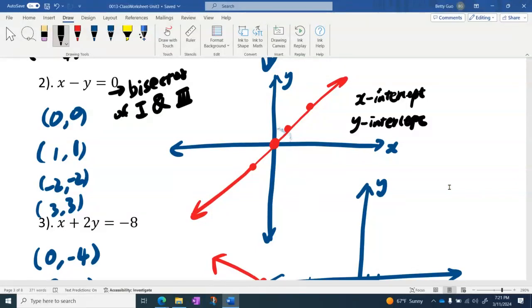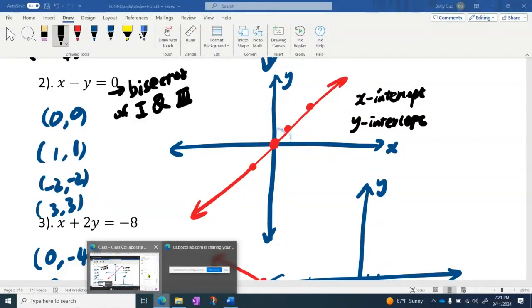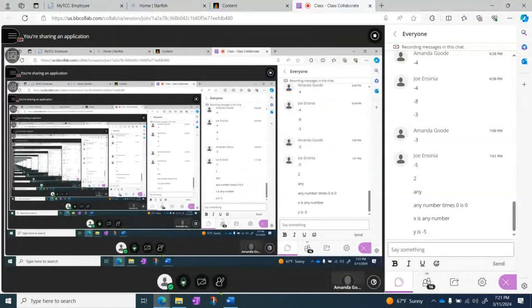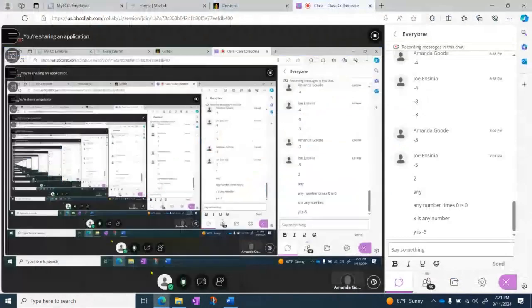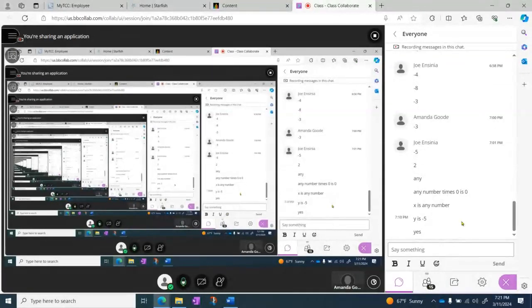What is it? Yeah, you can type in the chat. No answer? What's the x-intercept? Hello? Am I still sharing? Yeah, I'm recording. I'm sharing. Oh, yeah. Okay, what is the x-intercept?